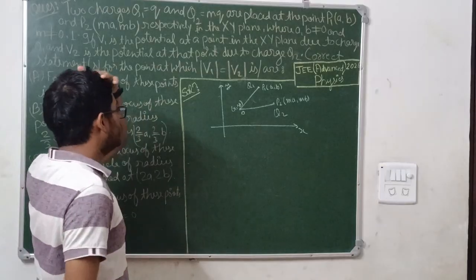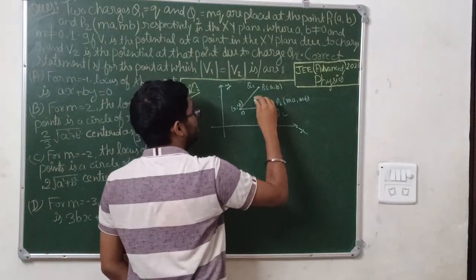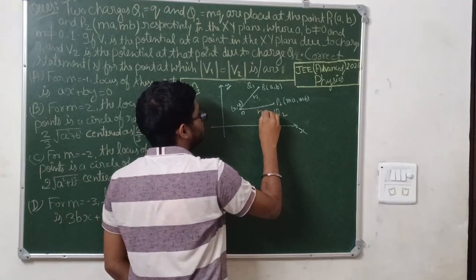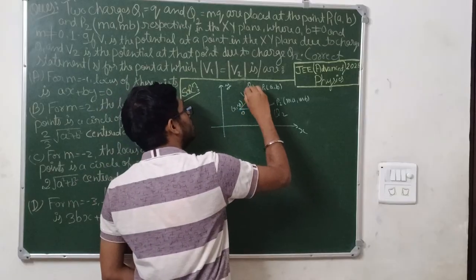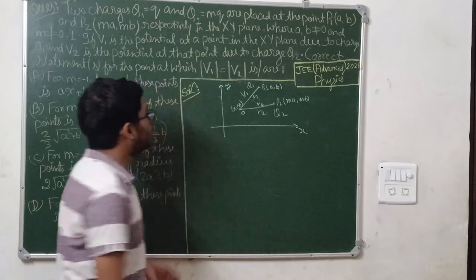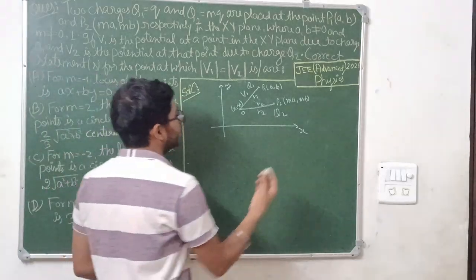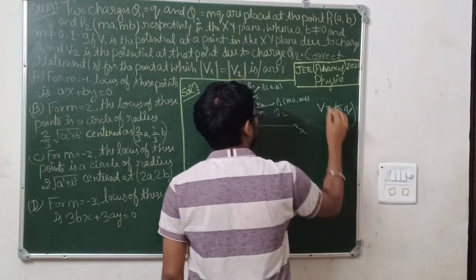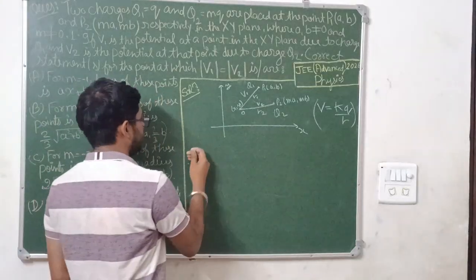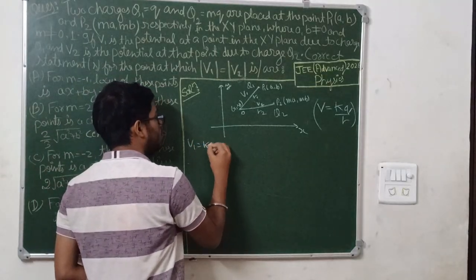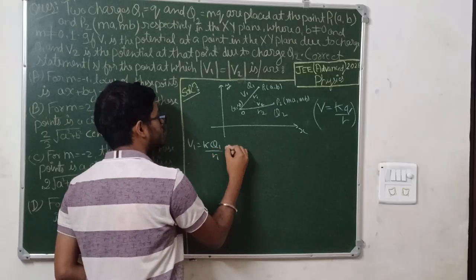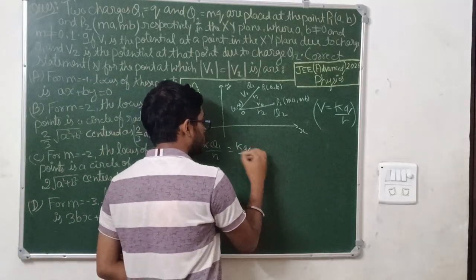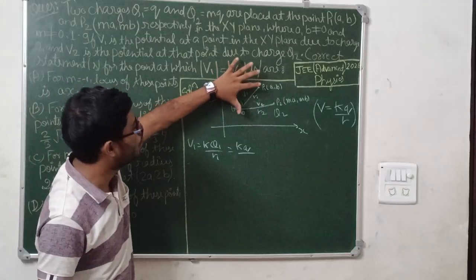Clear? Now let us assume the distance between the point O and P1 as r1 and between O and P2 as r2, and potential as V1 and the potential as V2. Now we can write the potential value. We know potential due to any point charge is nothing but kq by r. V1 would be kq1 by r1. What is q1? Q1 is small q. What is r1? Simply apply the distance formula between O and P1.